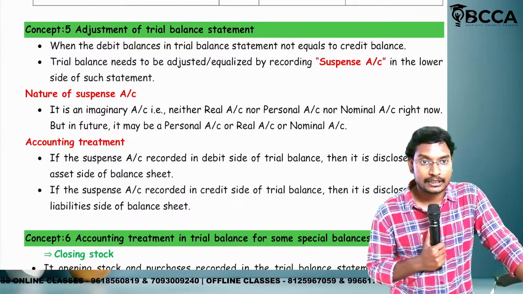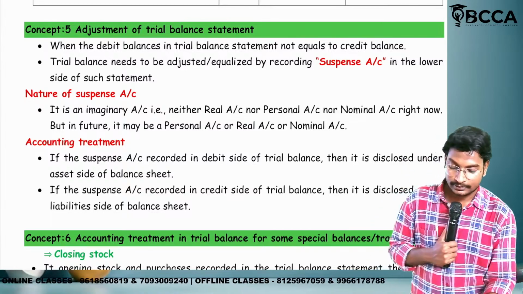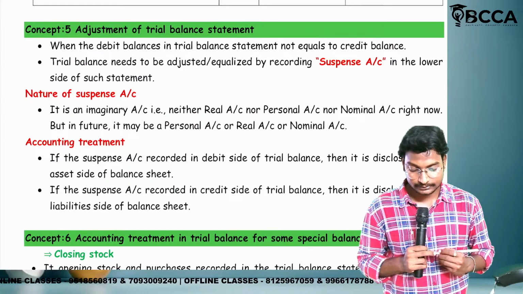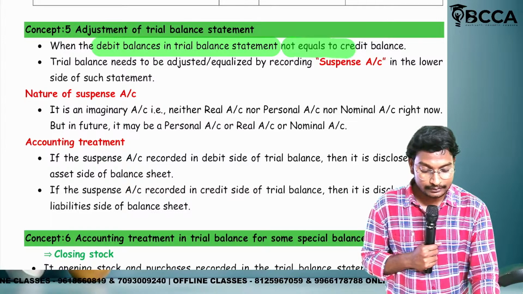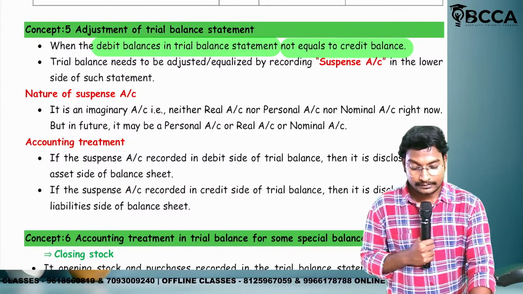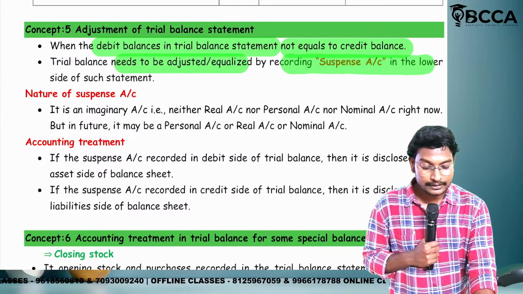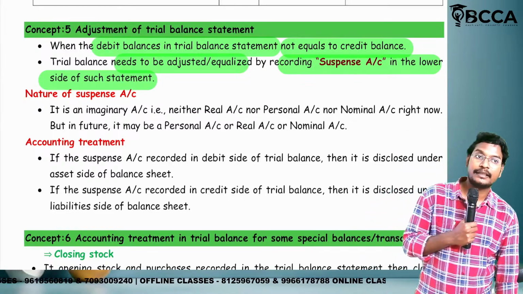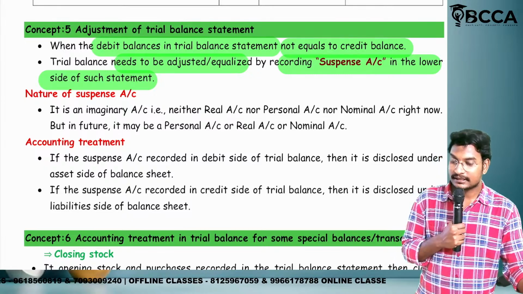Did you get my point or not? See here. When the debit balance in the trial balance statement is not equal to the credit balance, then the trial balance needs to be adjusted or equalized by recording an account called the suspense account on the lowest side of such statement. If debit is more, we record the suspense account on the credit side. If credit is more, we record the suspense account on the debit side.